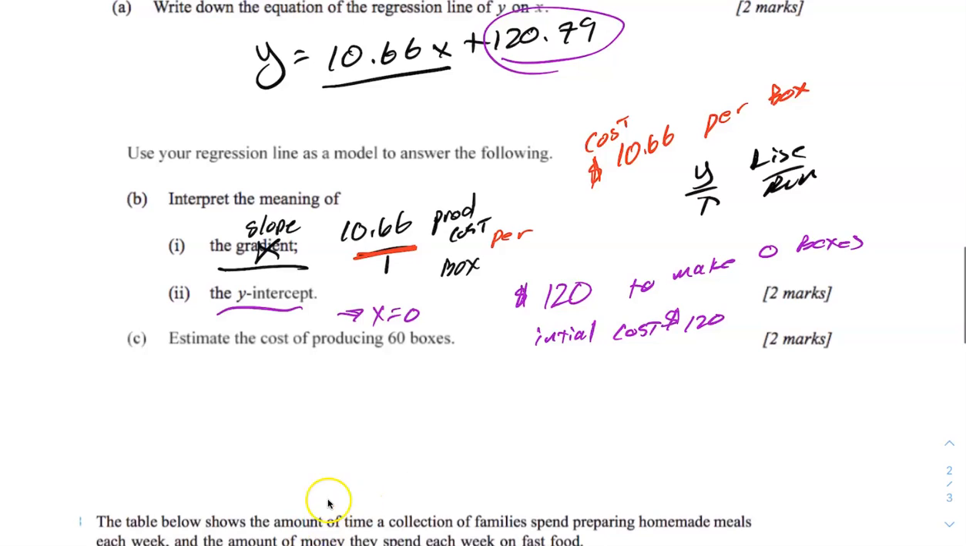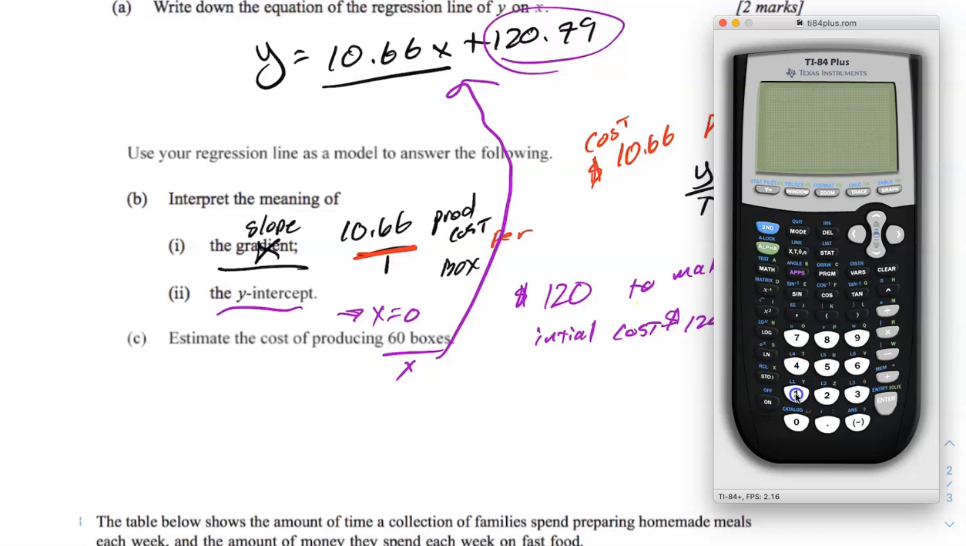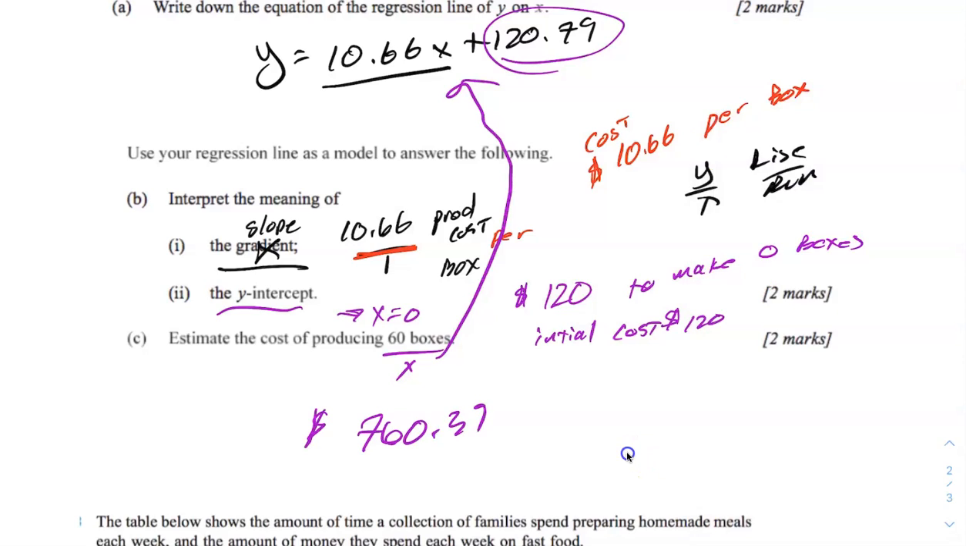Estimate the cost of producing 60 boxes. So boxes is x. All we're going to do is sub 60 in for x in the equation right there. So I get my calculator out. Now put 10.66 times 60 plus 120.79. And I get 760.39. So that's the cost of producing 60 boxes.